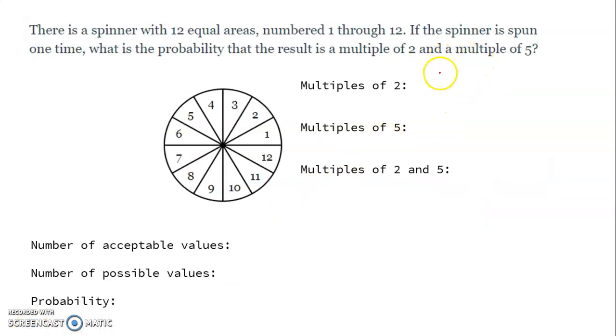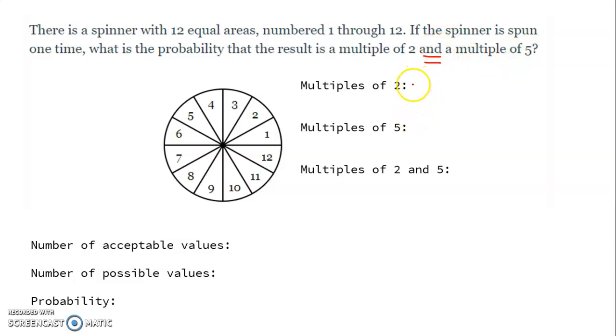Okay, I have another spinner, and it has 12 equal areas numbered 1 through 12. If the spinner is spun one time, what's the probability that the result is a multiple of 2 and a multiple of 5? Since it has to be a multiple of 2 and a multiple of 5 at the same time, there's probably going to be a lot less options than if this were an OR problem.